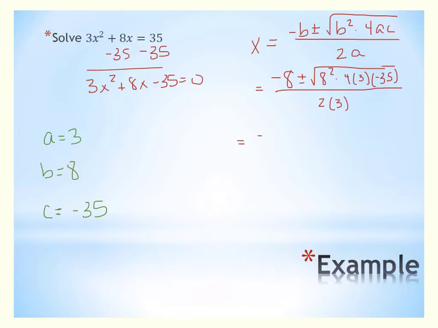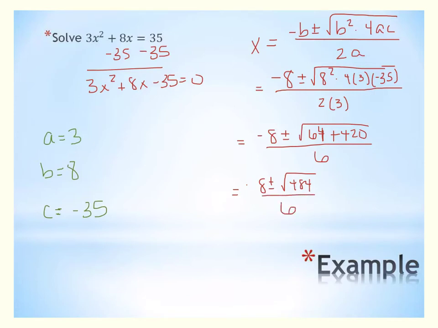My next step is that I would simplify what's under the square root, so we're looking at 64. And then I would consider that a negative 4 times 3 times negative 35. It's going to be a positive, so plus 420, all over 6. So our next step then is negative 8 plus or minus the square root of 484 all over 6. I'm going to check to see if 484 has a square root, and it does. It is 22. Okay, so all I did was take the square root.